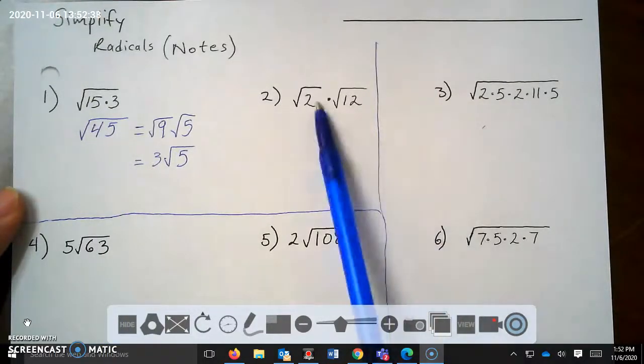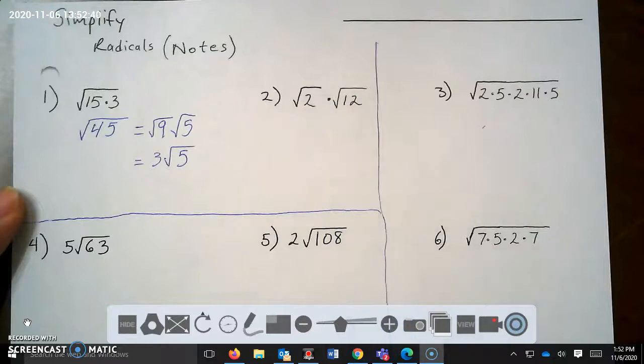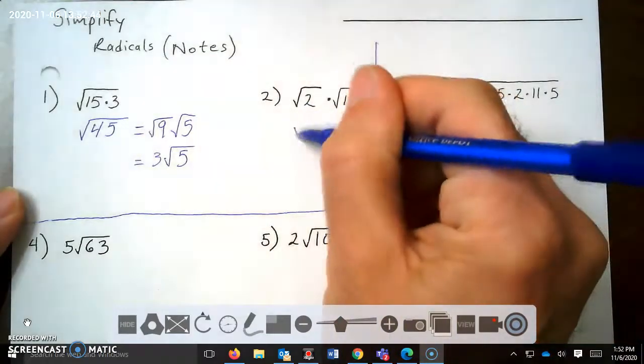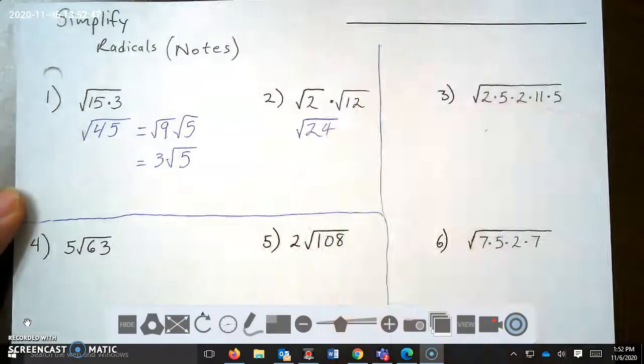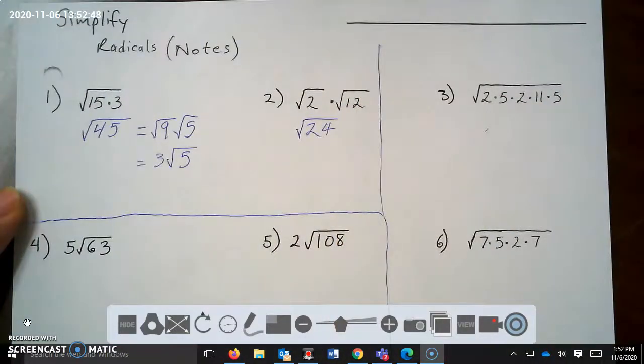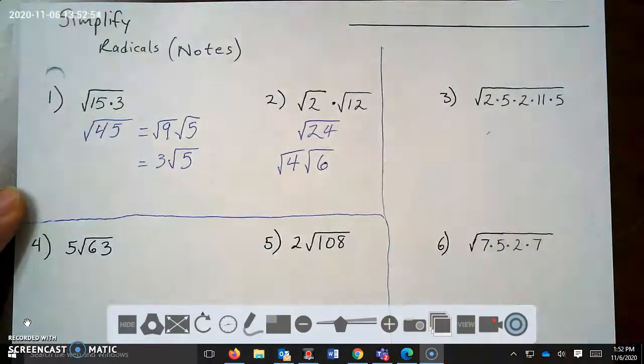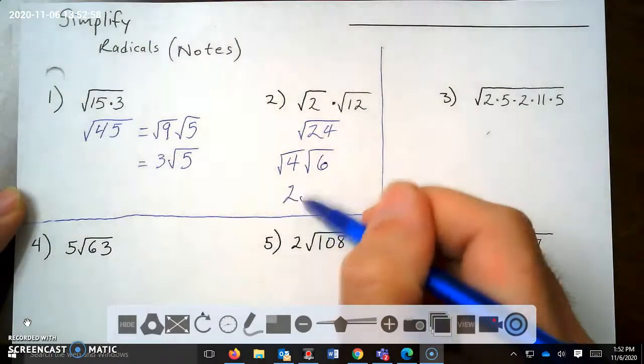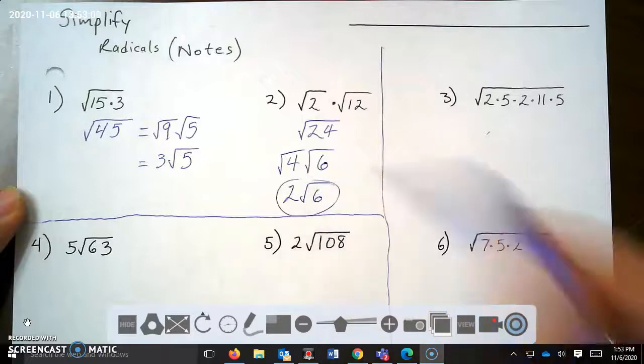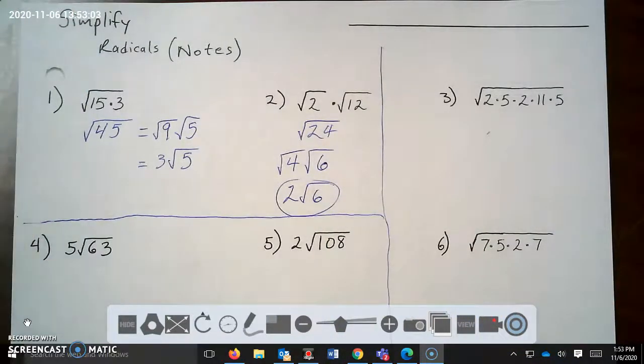Same over here. Now they're written as two separate square roots. You can still multiply them. And 12 times 2, square root of 24. Again, greatest perfect square in 24. In fact, the only perfect square in 24 is 4. So from here, 2 times the square root of 6. So you see it's very similar, just multiply first.